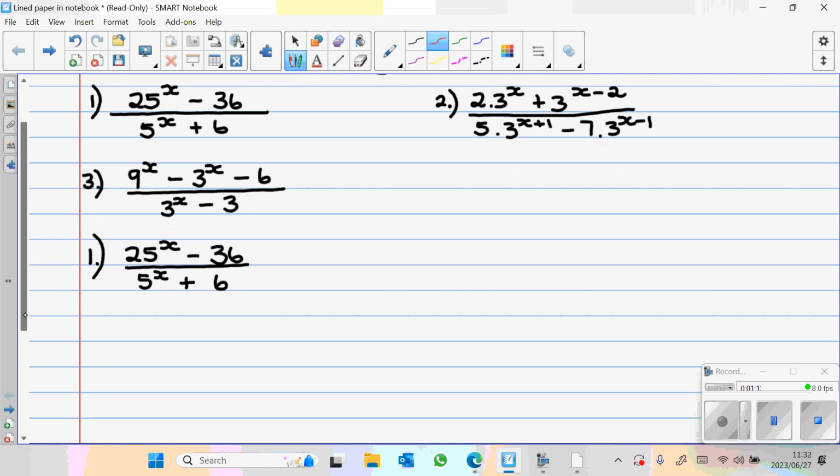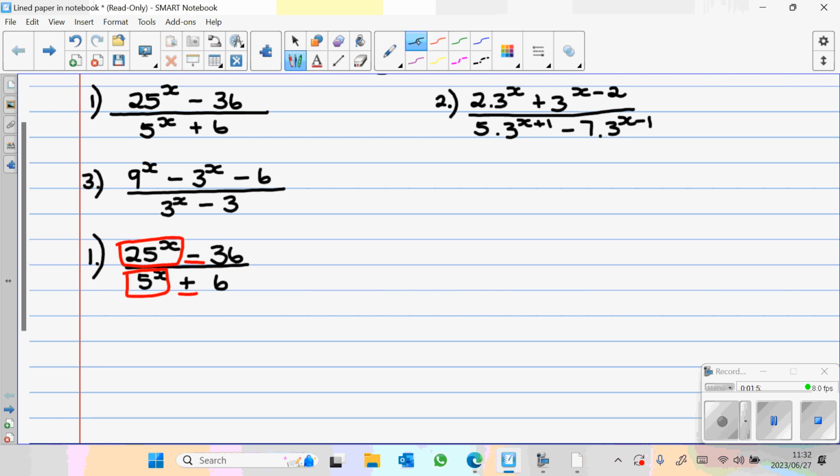Now, in number 1, we can see there's minuses and pluses. There's a minus at the top, there's a plus at the bottom, so it means we're going to factorize. But if we look at the ground number and the exponents, they are not the same. The one is 25 to exponent x, the other one is 5 to exponent x, which means it is not going to be a common factor. Because there's only 2 terms, this is most probably going to be a difference in squares.